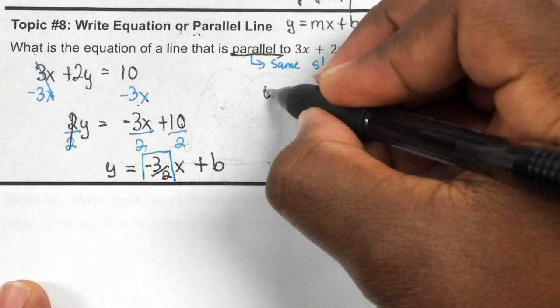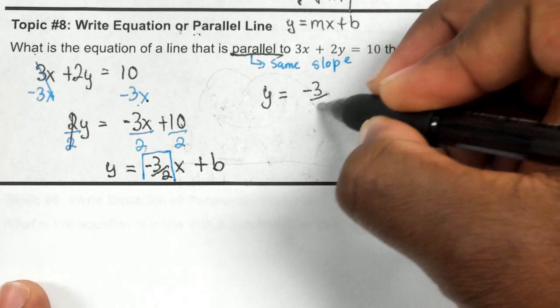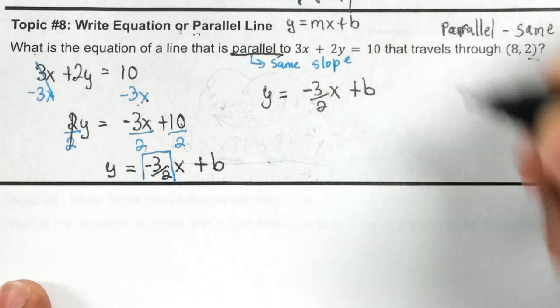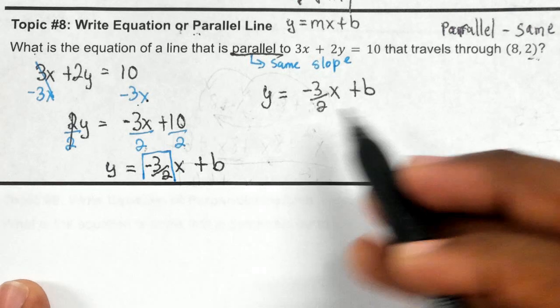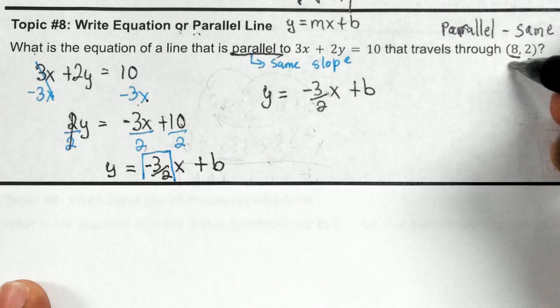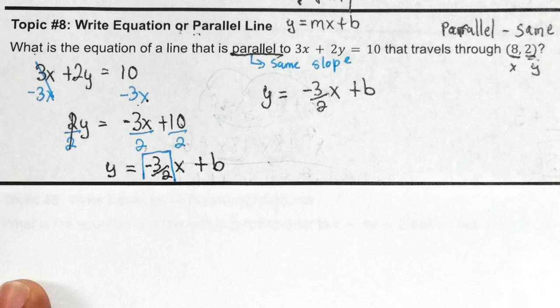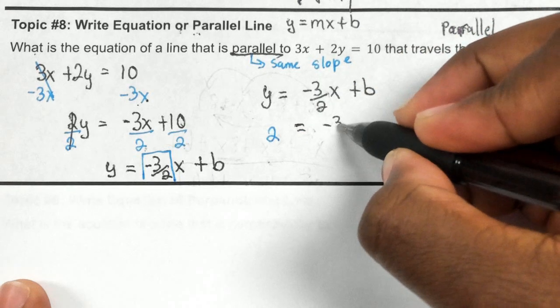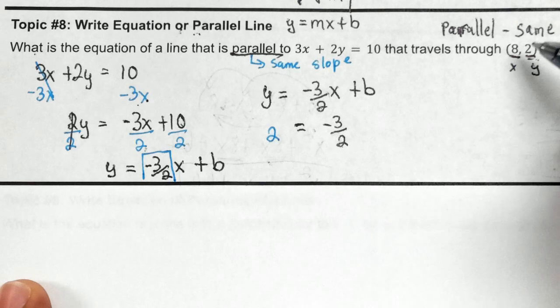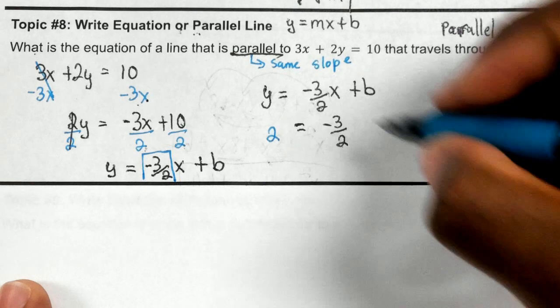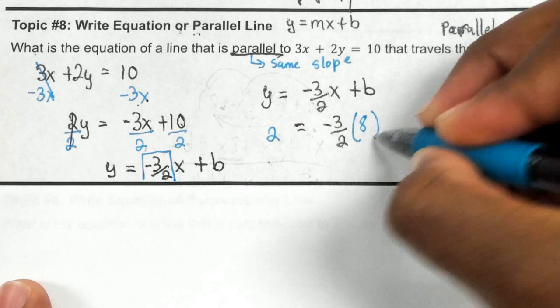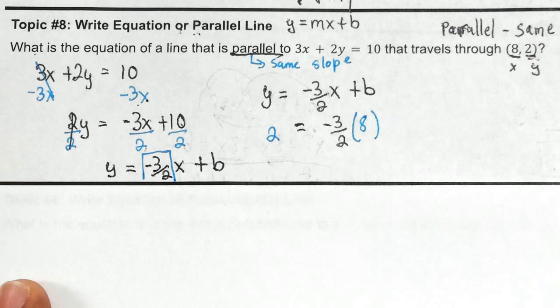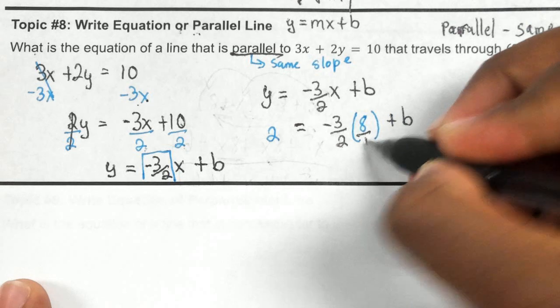So I would rewrite y equals negative 3 over 2x plus b, because I'm keeping my slope the same. Now I'm going to plug in these numbers: plug this in for the x and this in for the y. So I'm going to have 2 is equal to negative 3 over 2, and now I replace the x with 8. I'll write parentheses 8. You can write it as 8 over 1, but I can also write it as parentheses 8. Then plus b. I would write it as 8 over 1, just to be safe.